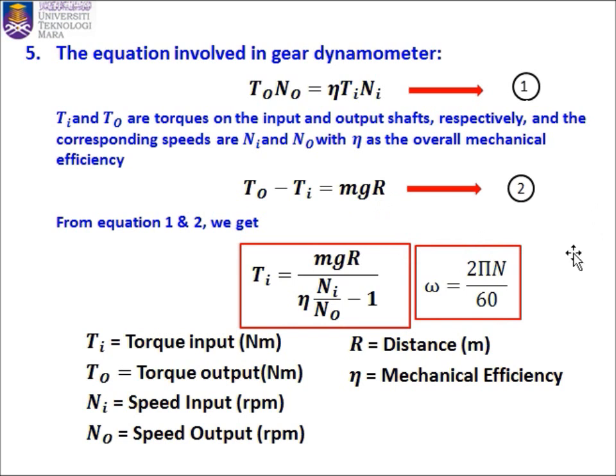Next, from equations 1 and 2, simplifying, we get T input equals mgR over mu times N input over N output minus 1, whereas omega is 2 pi N over 60.